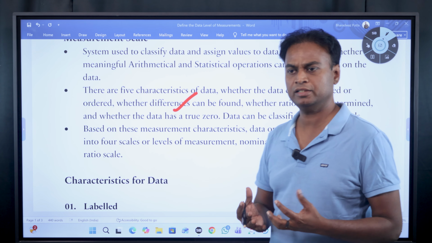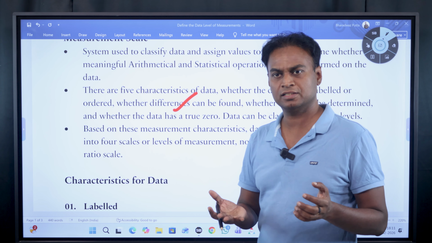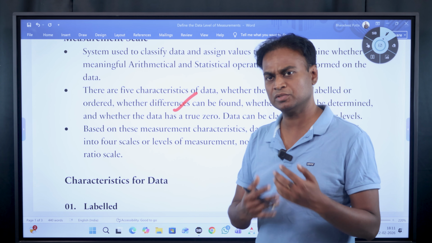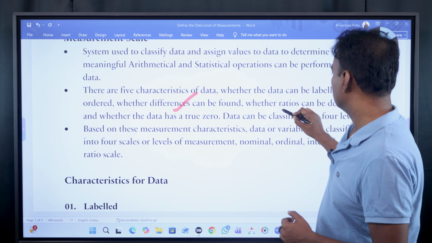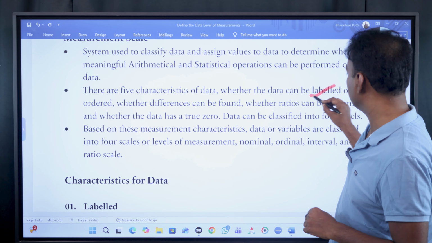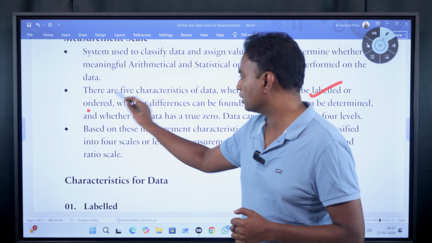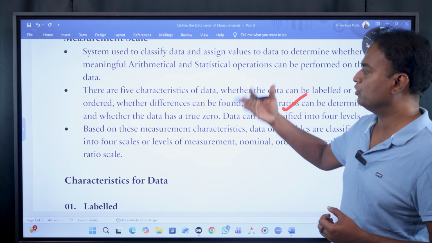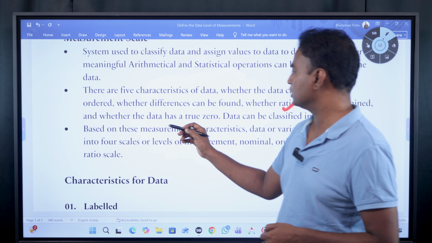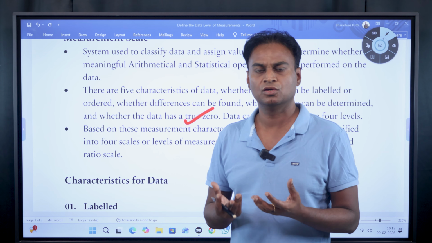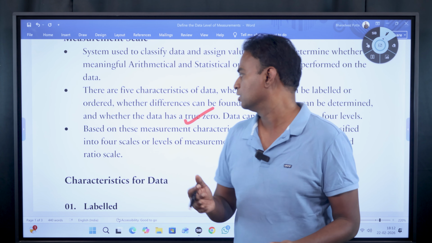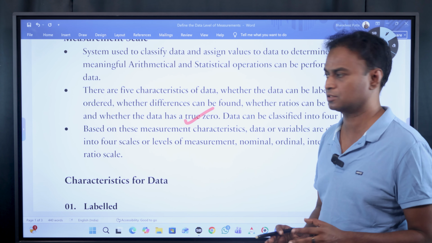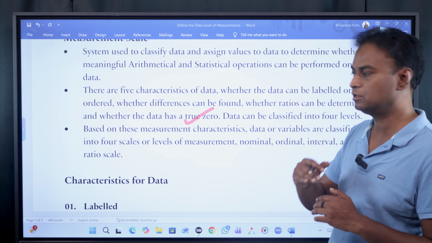And can you find the ratio, right? When you divide two values within the data set, can you get a meaningful ratio? Can you say whether the first value is twice that of the second value, something like that? Can you determine the ratio? These 4 characters, whether the data can be labeled or not, whether you can give a name, can you order them, can you find the difference, or can you find the ratio, all this determines to which category the data belongs. And also whether the data has a true zero value, like weight, right? Weight can be 0. If nothing is there, the weight is 0. Can the data have that zero value property, or true 0?